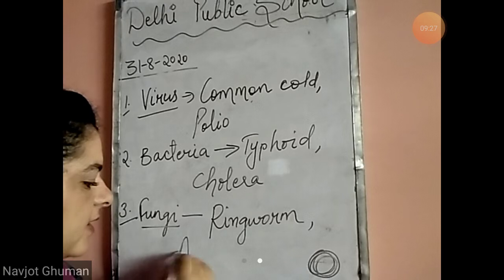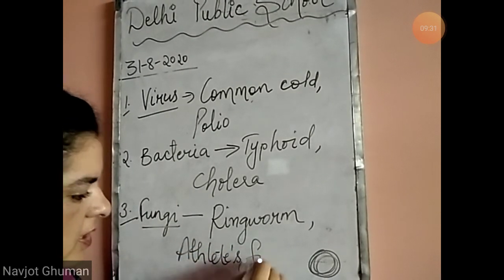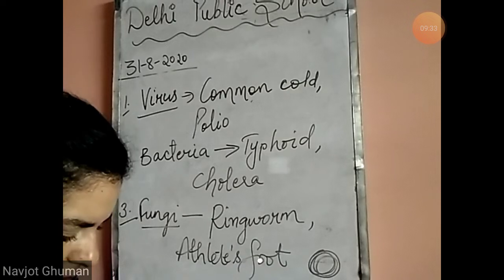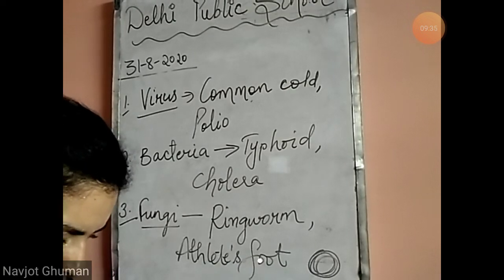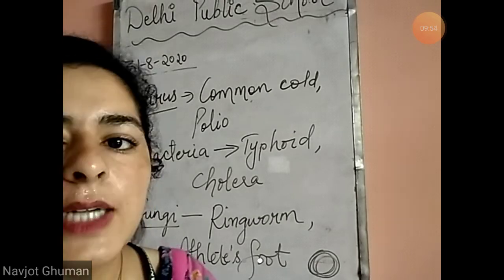And next is athlete's foot. In this disease, what do you have? You will have moist and raw skin between the toes. This disease occurs in between the toes, rashes appear. That is athlete's foot.